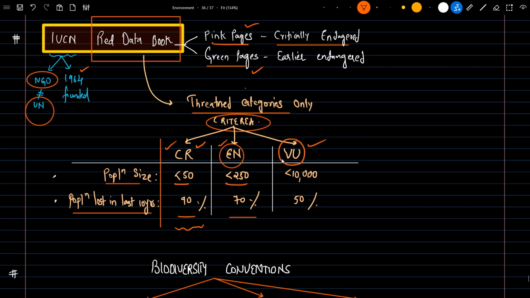And coming to vulnerable. If the population size is less than 10,000 species and the population lost in the last 10 years is more than 50 percent, then it can be classified under the vulnerable species category.